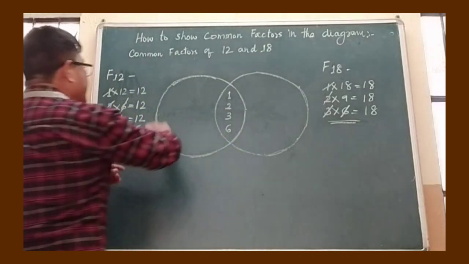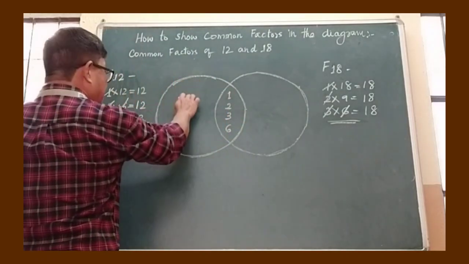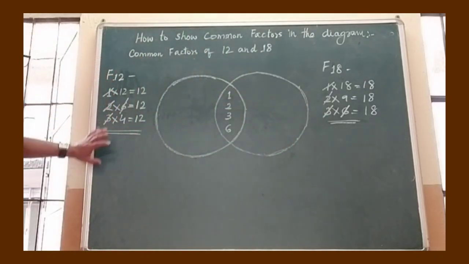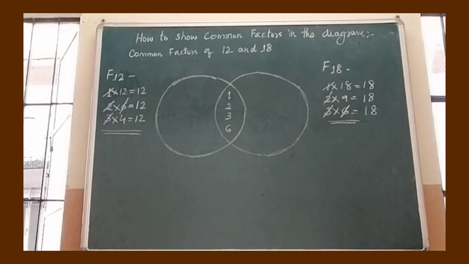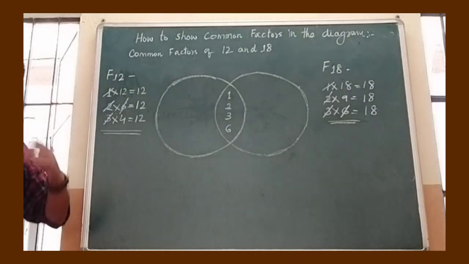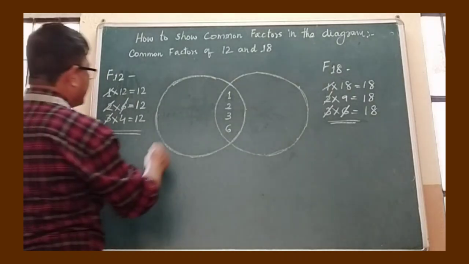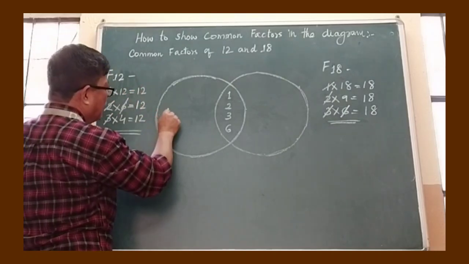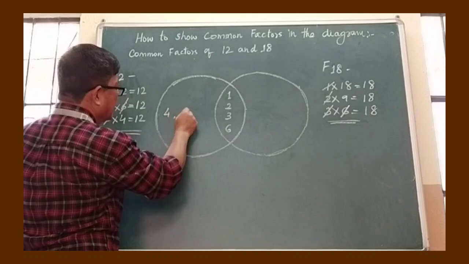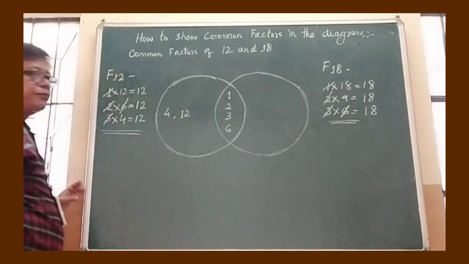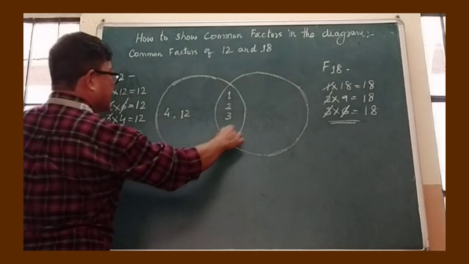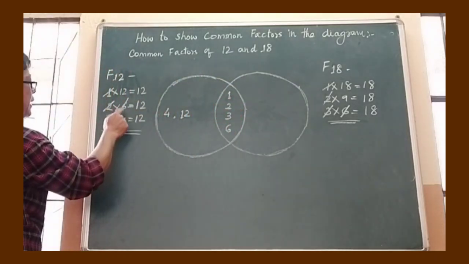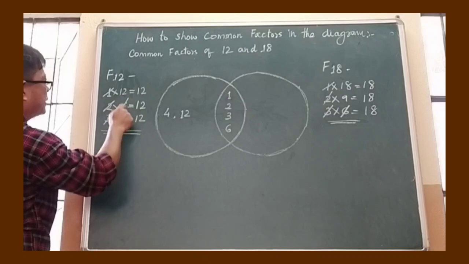Now children, this circle is for 12 and this circle is for 18. What are the numbers left over here? 4 and 12. Always go in ascending order. Since there are only two numbers, you can write 4, comma, 12. So within this circle: 1, 2, 3, 6, 4, 12.